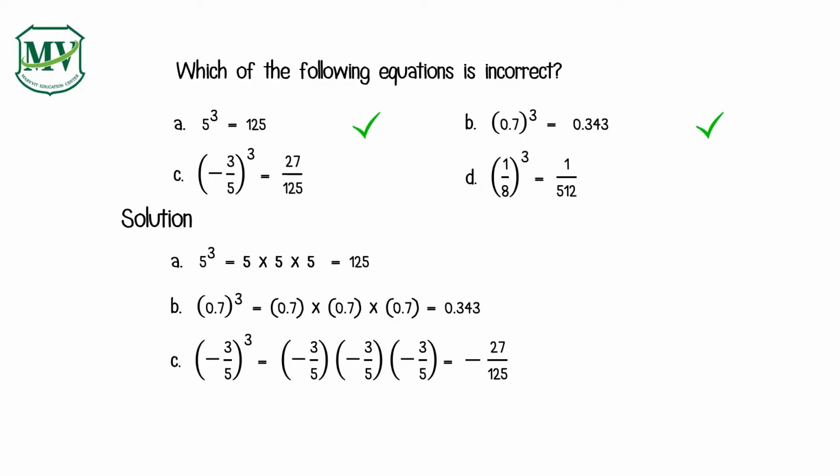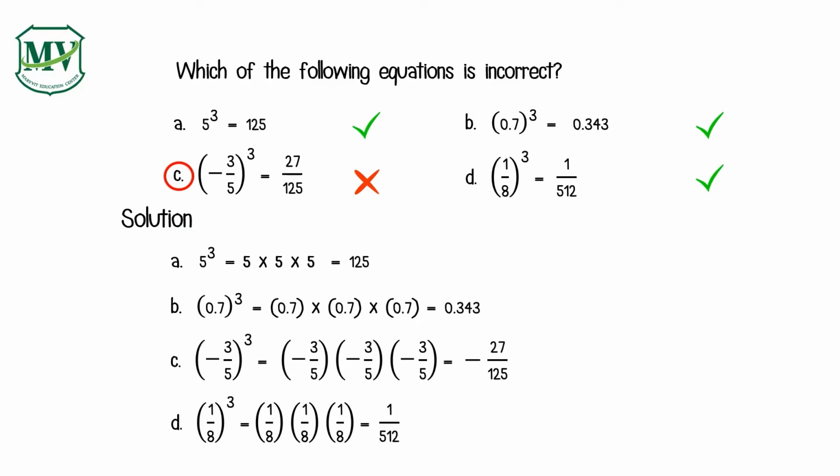In letter C, the quantity of negative 3 over 5 raised to 3 is equal to the quantity of negative 3 over 5 times the quantity of negative 3 over 5 times the quantity of negative 3 over 5, which is equal to negative 27 over 125. So letter C is not a correct equation. In letter D, the quantity of 1 over 8 raised to 3 is equal to 1 over 8 times 1 over 8 times 1 over 8, which is equal to 1 over 512. So letter D is a correct equation. So the correct answer is letter C.